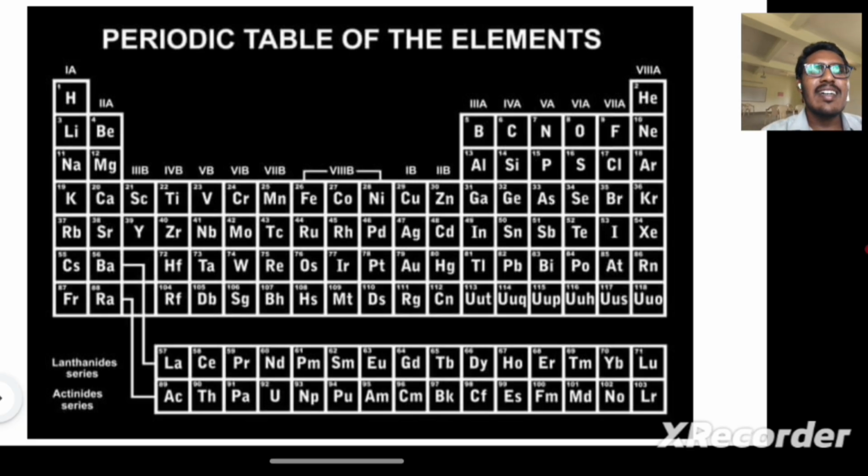I'll tell the Hindi mnemonic. I remember the Hindi mnemonic. For the English mnemonic, you can refer to the previous slides. Sorry, I don't remember that mnemonic in English. Now, group 13 mnemonic.